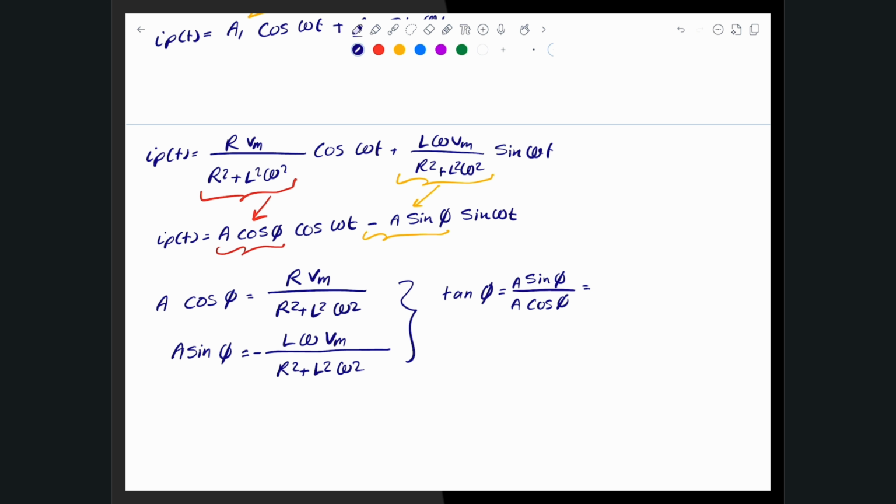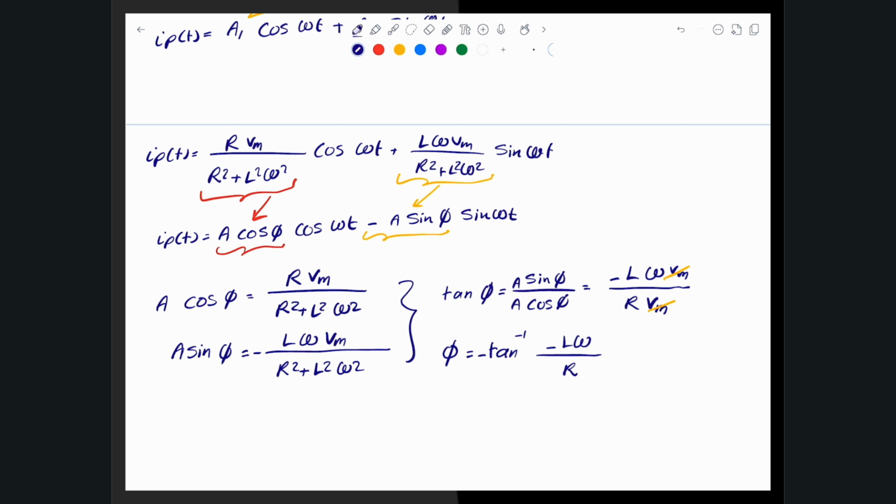And that tells me that I will get the tangent to be, the sine is negative L omega V of M divided by R times V of M. Of course, I divided this by this so they just cancel each other, and this V of M goes with this V of M. So what I'll end up with is the following. Phi should be the inverse tangent of negative L omega divided by R.